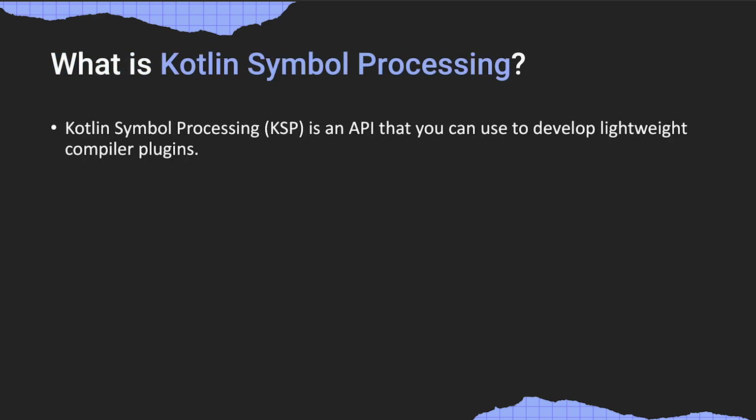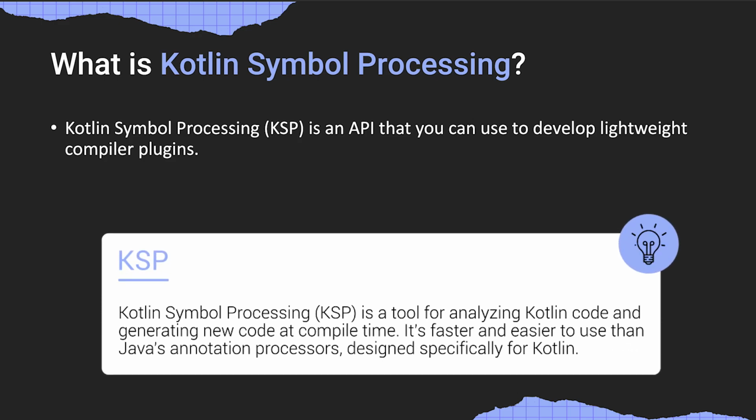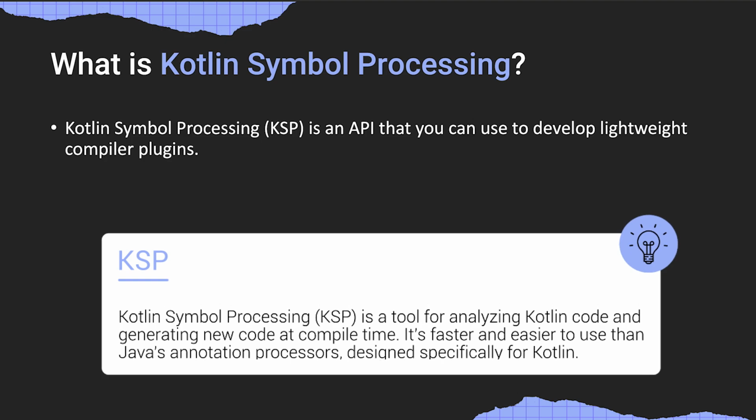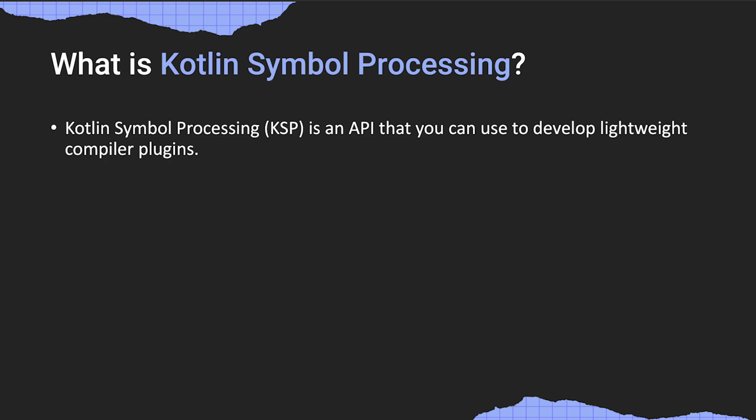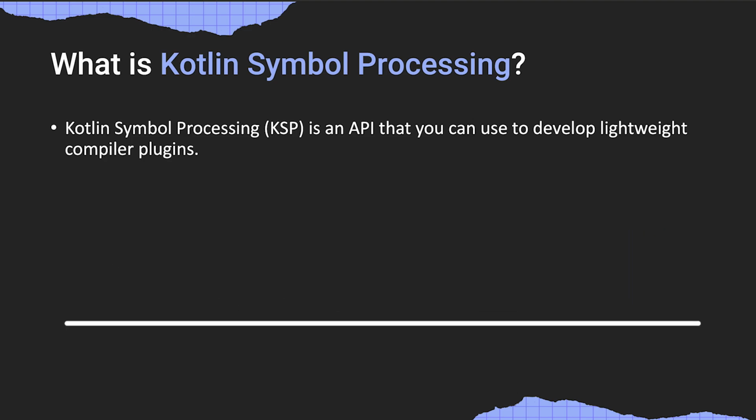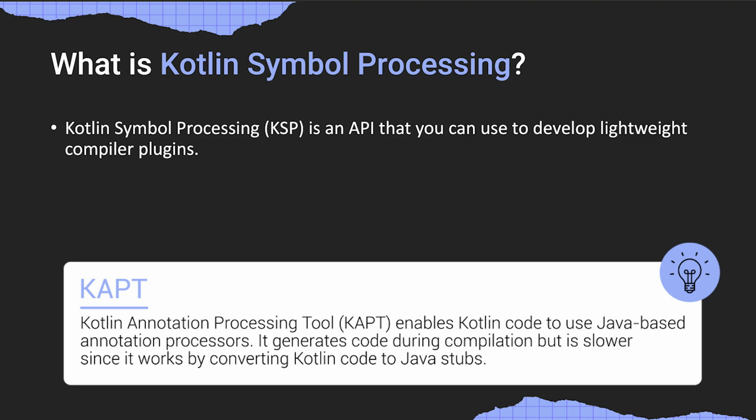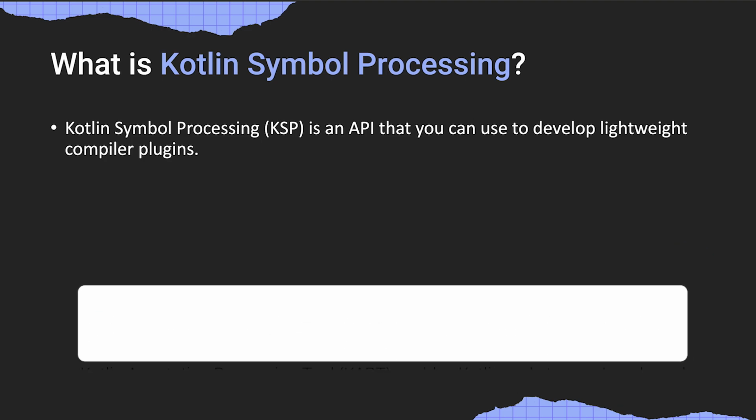Kotlin Symbol Processing or KSP is a tool that helps you generate code during compilation by reading and processing annotations in your code. It's faster and more Kotlin friendly compared to other tools like KAPT. You might already know that we used to use KAPT, the Java annotation processor. But why do we now have KSP or Kotlin Symbol Processing? Let's talk about some of its benefits.